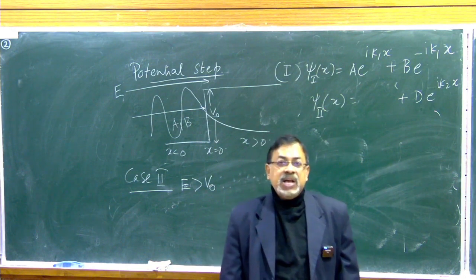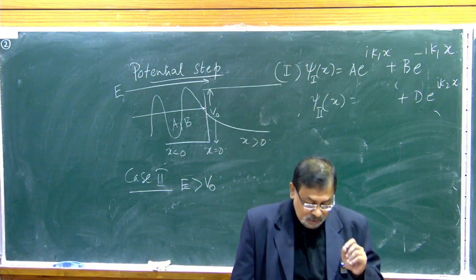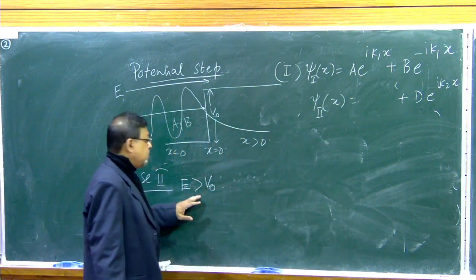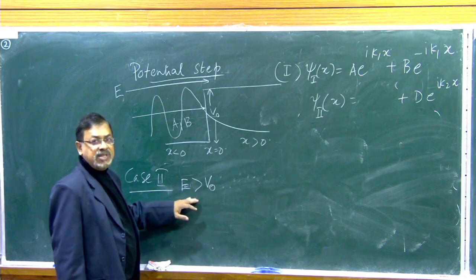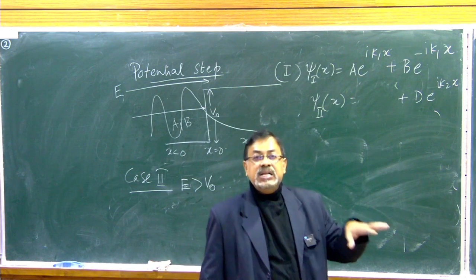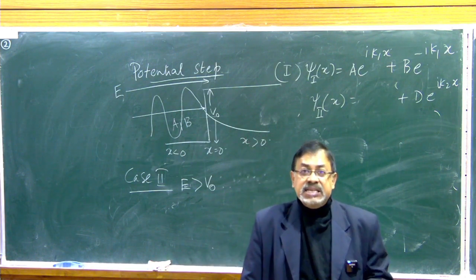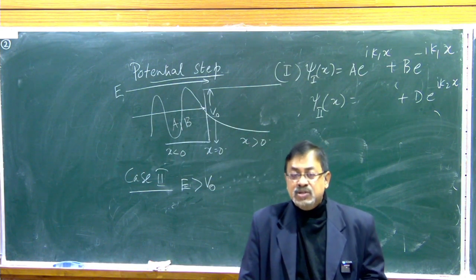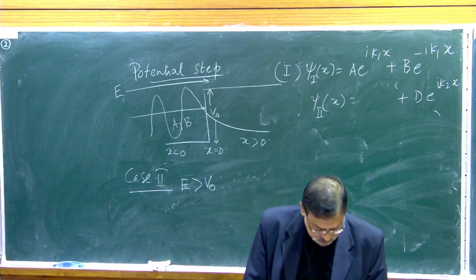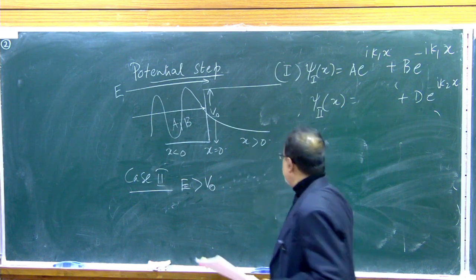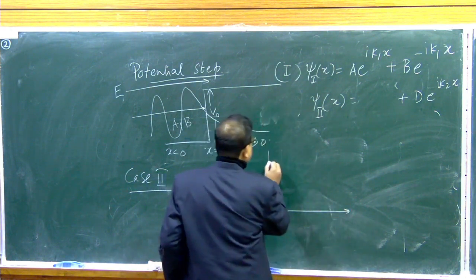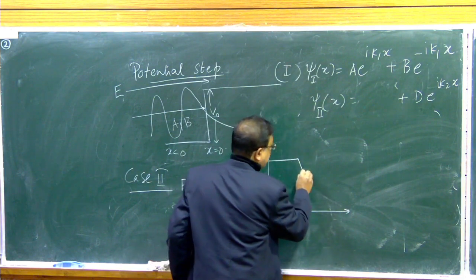There is one very important difference between E greater than V0 and E less than V0. In E greater than V0, you will see that there is current that exists everywhere. So current is not 0, whereas for E less than V0 I showed that the current is equal to 0.